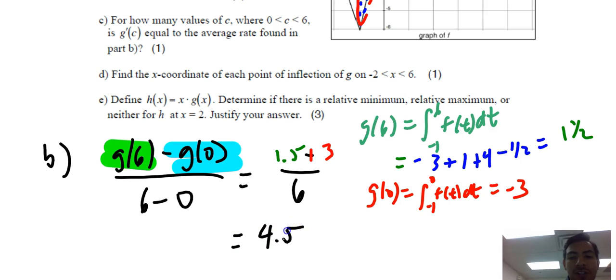And you could leave your answer as is if you want. If you want to simplify that, go for it. Let's see. That is going to be 3/4. But that's your answer for the average rate of change.